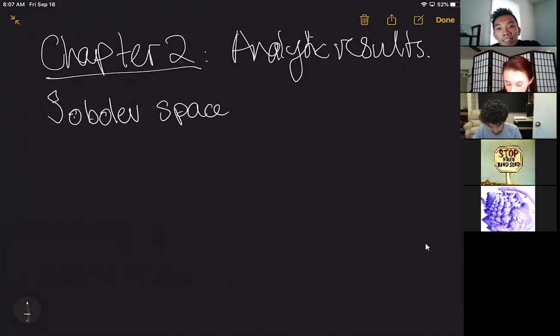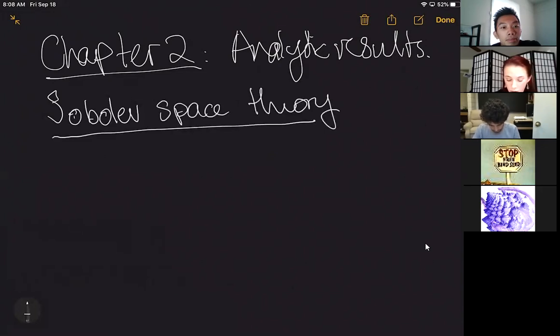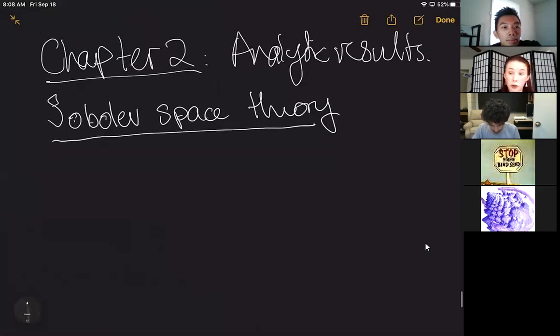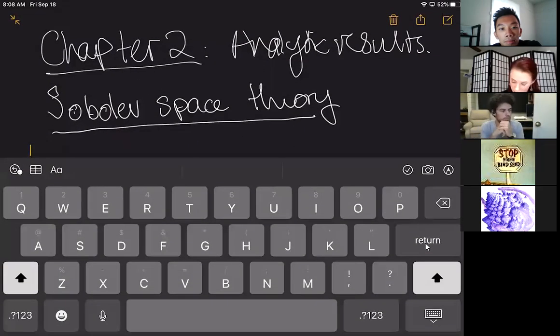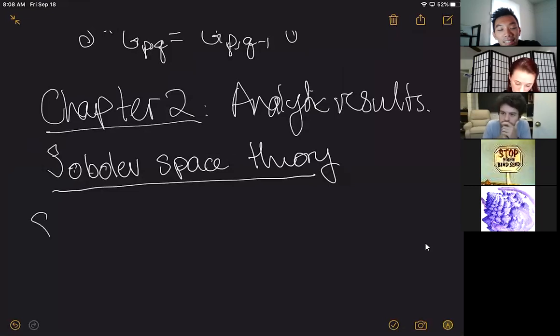And I'm going to state these results for functions, but the statements can be generalized to forms using the same constructions that we've used to define the Sobolev spaces of PQ forms. So the first result is the Sobolev embedding theorem.